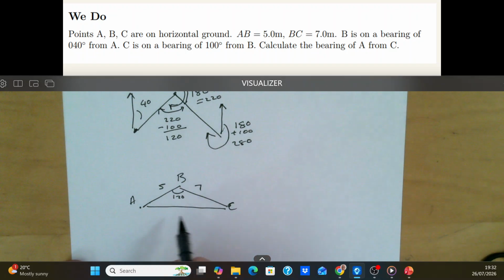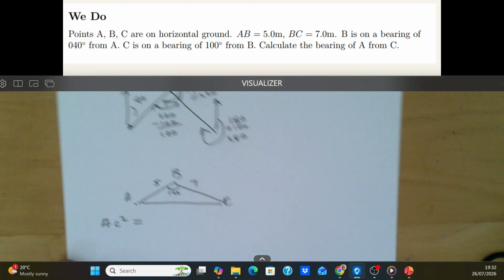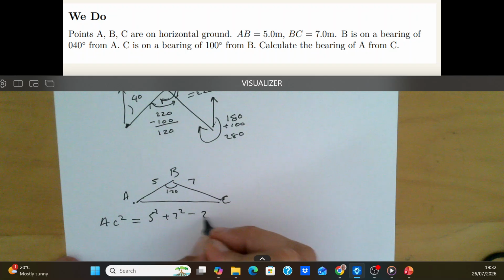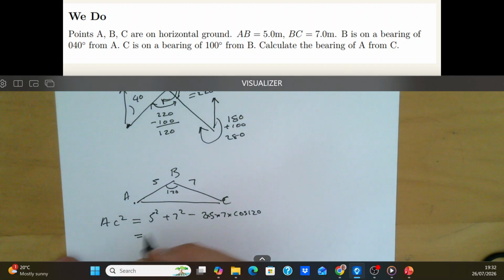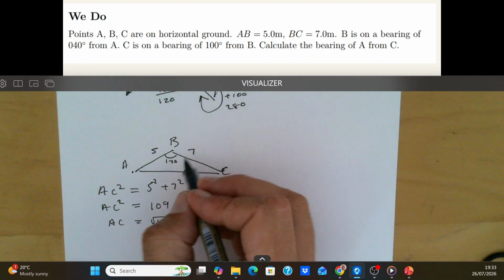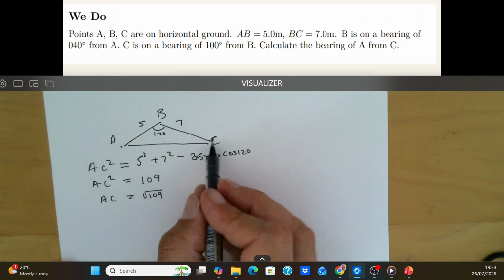Right, what can we work out now? This length here. How do we work that out? Cosine rule. So AC squared equals, write it out. Right, you should have done that. Don't forget to pause if I'm going too fast. Right, now what can I do if I know this length? Yes, use the sine rule to work out which one.